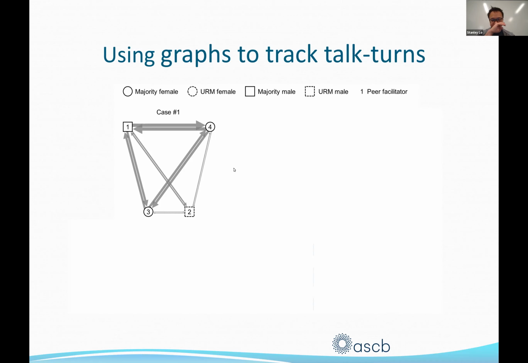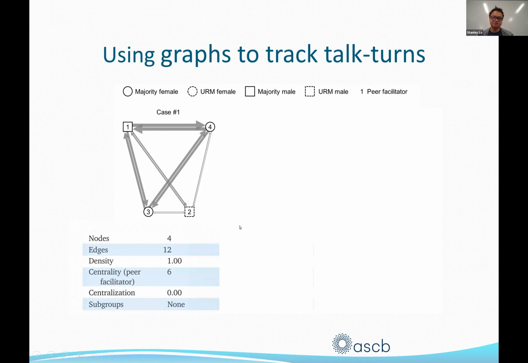And so what we see here is a relatively even distribution of turns. We call them talk turns because these are turns between talking, or transitions between people talking, with the exception that maybe person two is slightly less involved in the talking process. And so what graph theory allows us to do is to quantify this kind of information.